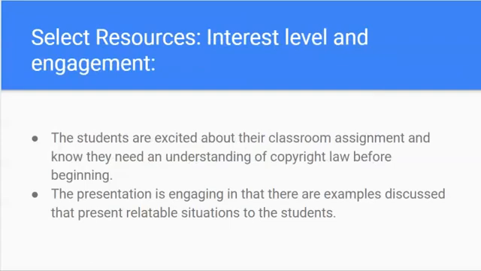Interest level and engagement. The students are excited about their classroom assignment and know that they need to understand copyright law before they may begin. This presentation is engaging in that there are examples discussed that present relatable situations to the students.